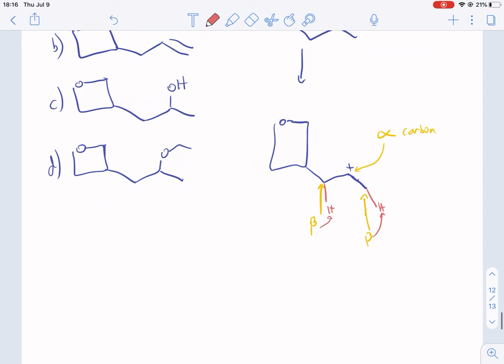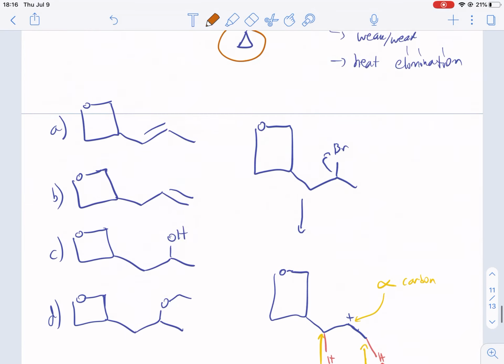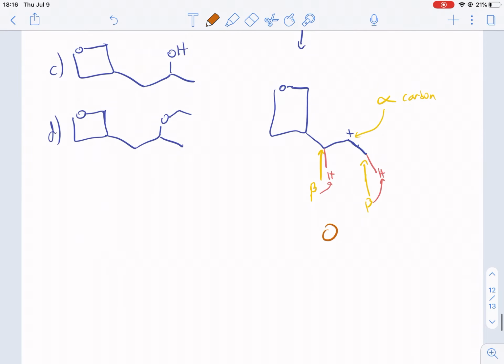Okay, so we have water, just chilling. And this water has a decision to make. I'm just going to get these beta things out of the way because we know they're beta hydrogens. This water has a decision to make. Which hydrogen will it pull off? This one or this one?